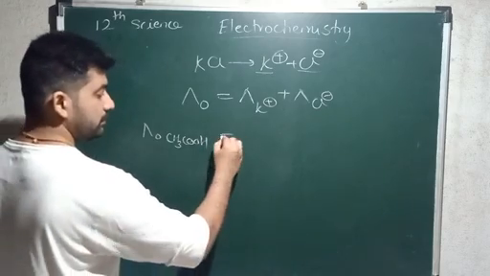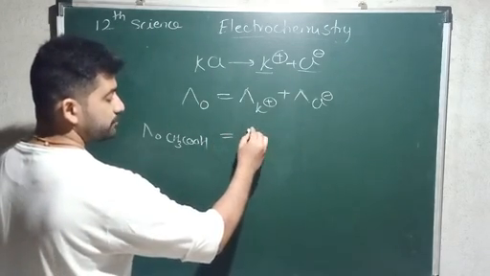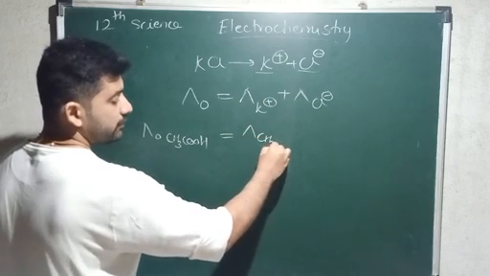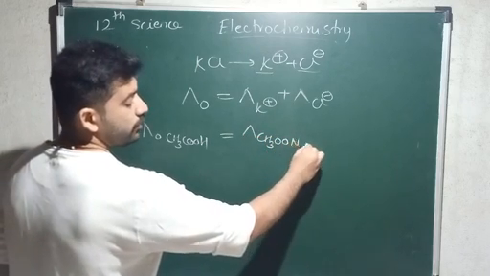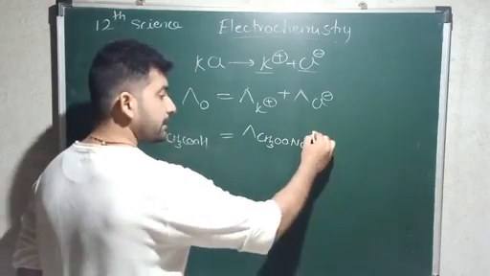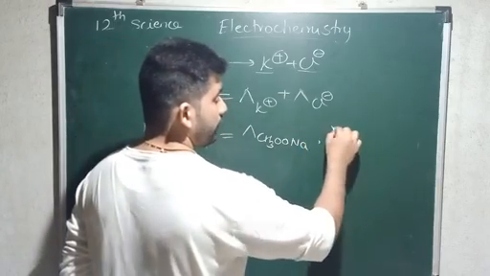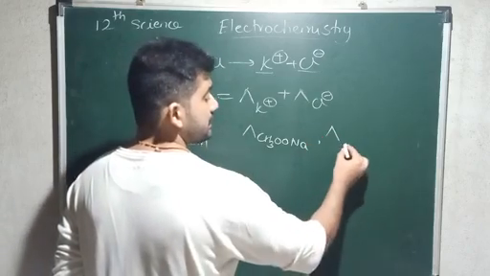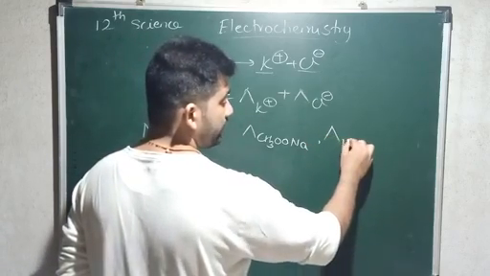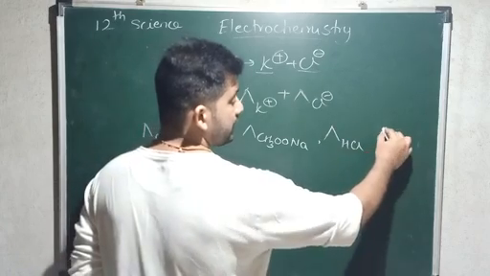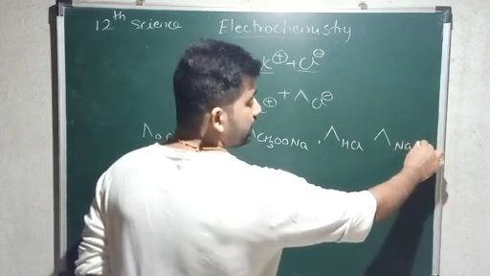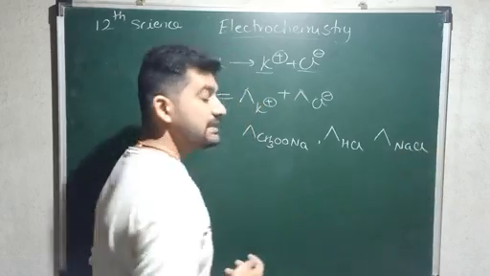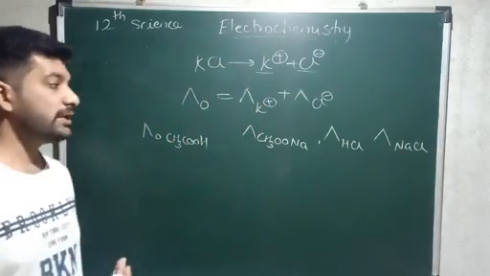Means we can have molar conductivity of CH3COONa, then we can have molar conductivity of HCl, which is also a strong electrolyte, and molar conductivity of NaCl. Means these are what? Three strong electrolytes.